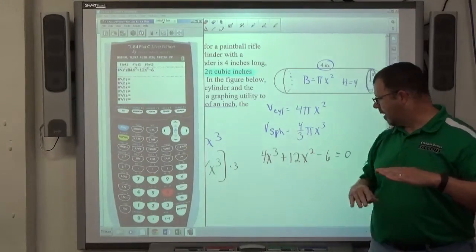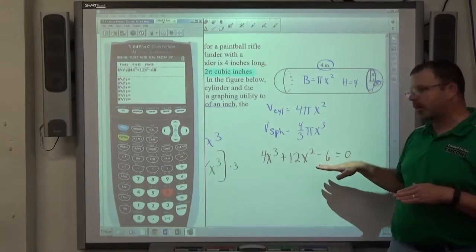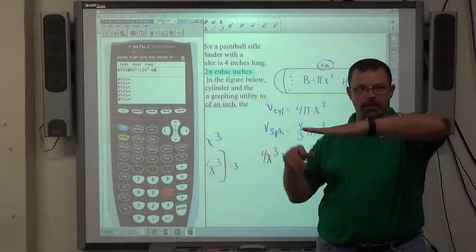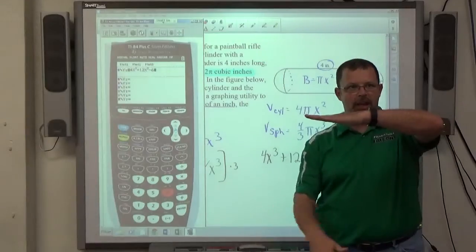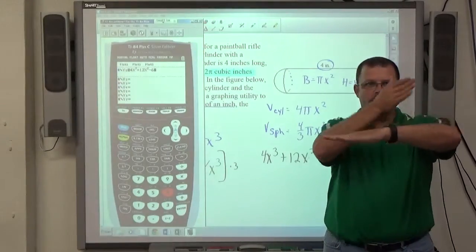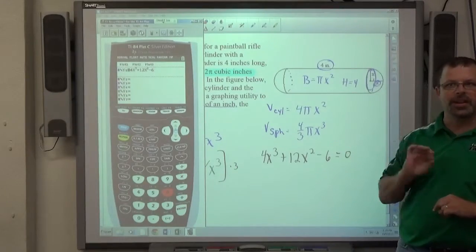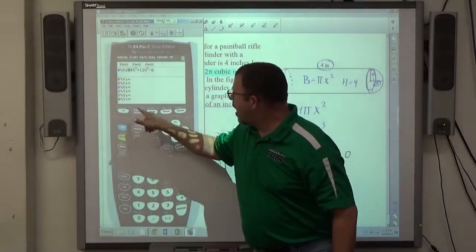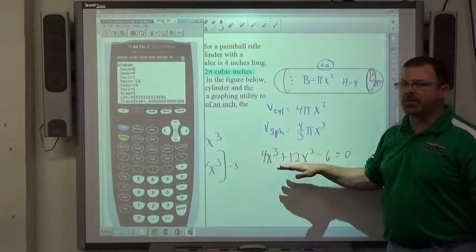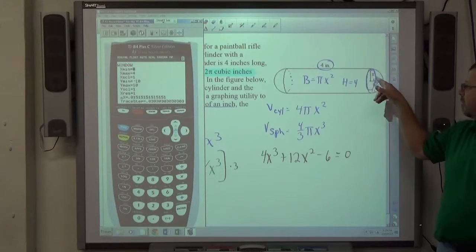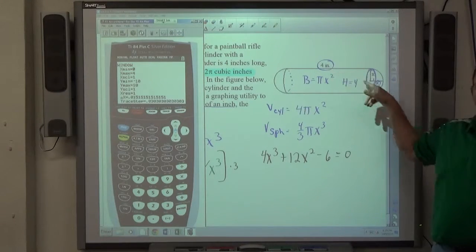If 4x cubed plus 12x squared minus 6 is my function, right? Here's the x-axis. It's going to be negative, and it's going to cross through the x-axis somewhere. Where it crosses the x-axis is where it equals 0. So that's what we're looking for, the 0. The x value that makes 0 represents the radius of this thing. Looking at the picture, it sure looks like it's going to be less than 4.